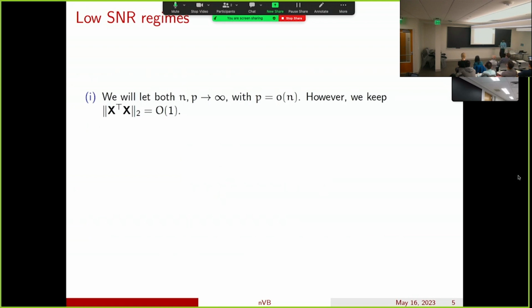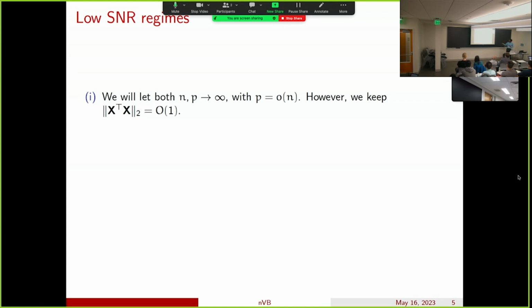I'll focus today on a particular set of high-dimensional regimes. So I'll let both n and p grow. But for this moment, I'll let p be little o of n. This assumption basically says that p and n are both growing, but the number of features that I have is negligible compared to the number of data points.